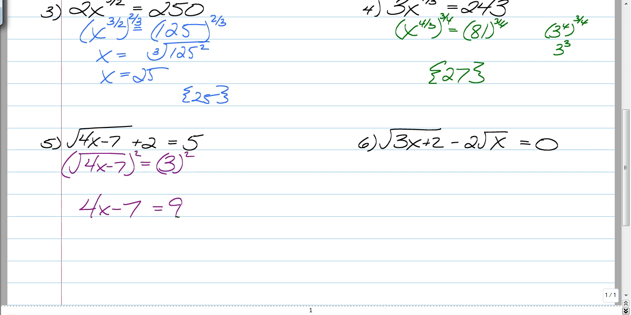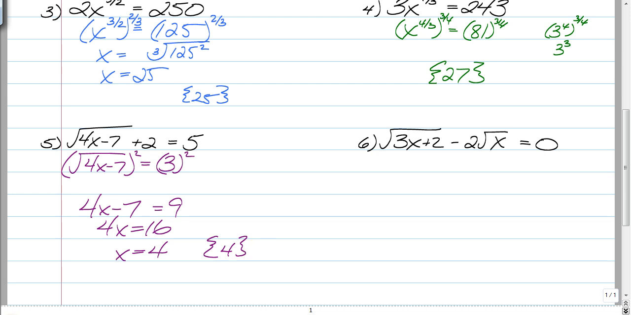And now you just continue solving like any other old school equation. Add 7 to both sides, so 4x is equal to 16, so x is equal to 4. No restrictions on 4 when you substitute that back into your radical. So your solution is 4.